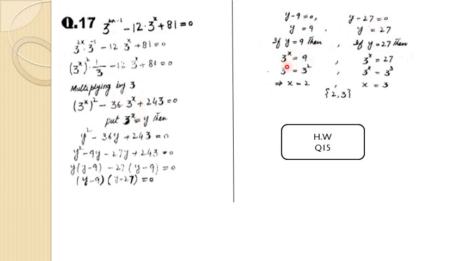Then 9 is equal to 3 to the power x, means 3 square is equal to 9, so x is equal to 2 and x is equal to 3. 2 and 3 is the answer of question number 17. Question number 15 is the homework, same as question number 14, 16, 17.